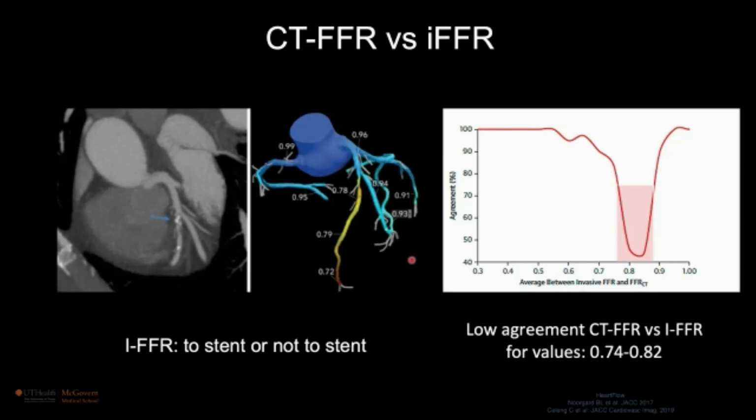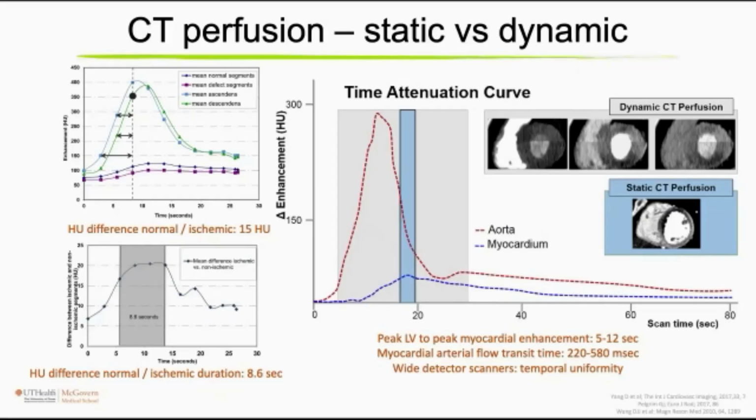Furthermore, I think it's important to realize that the agreement between CT-FFR and invasive FFR is not terrific, especially for the values we're most interested in. Like this graph shows, the agreement between CT-FFR and invasive FFR drops to somewhere 50 or even below 50, exactly in the areas of the FFR where we're interested, 0.7, 0.8.